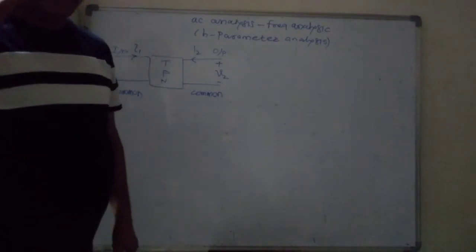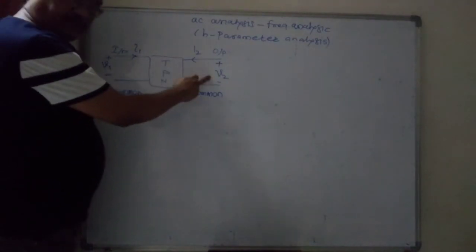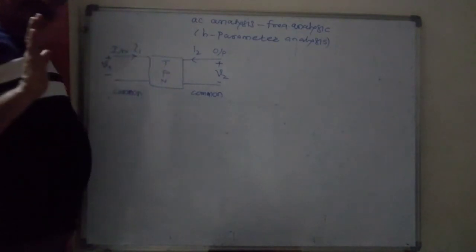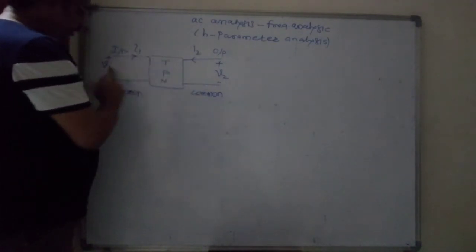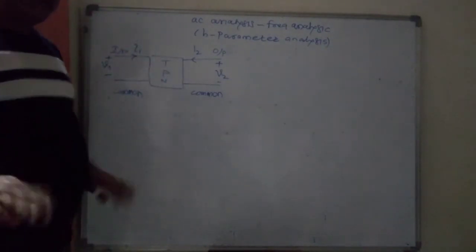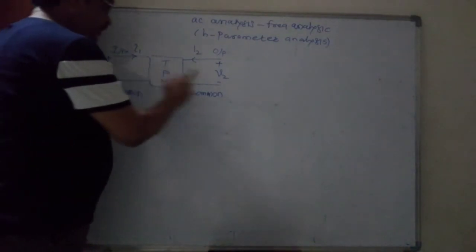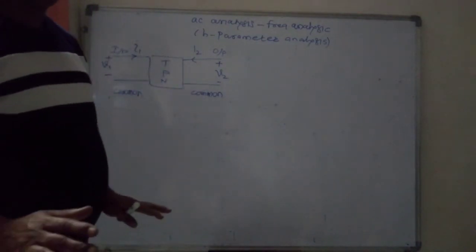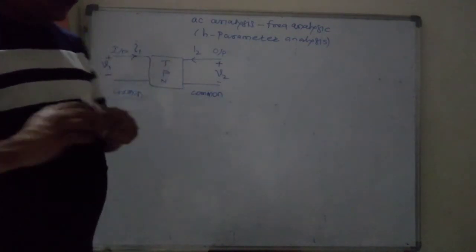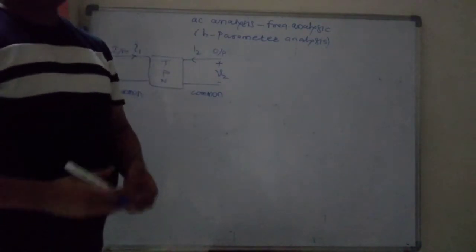Two basic parameters. They are not part of our syllabus, but I am defining two basic parameters. V1 and V2, input voltage and output voltage dependent, input current and output current independent. Second parameter, input current and output current dependent, input voltage and output voltage independent. They are known as Z and Y parameters, but they are not part of our syllabus. Part of our syllabus is hybrid parameter, H parameter. Hybrid of two.